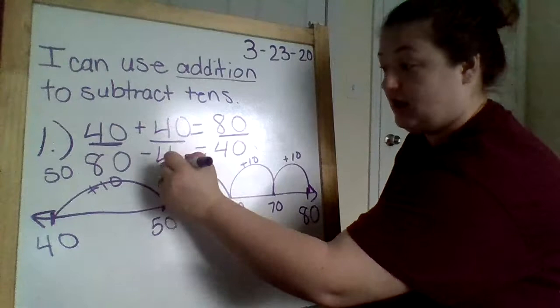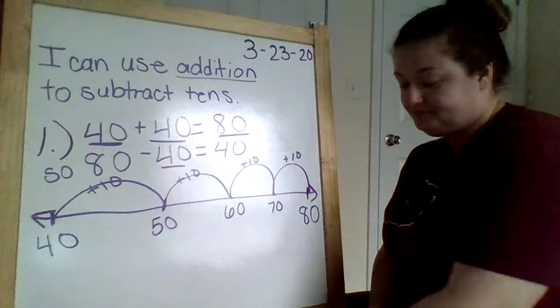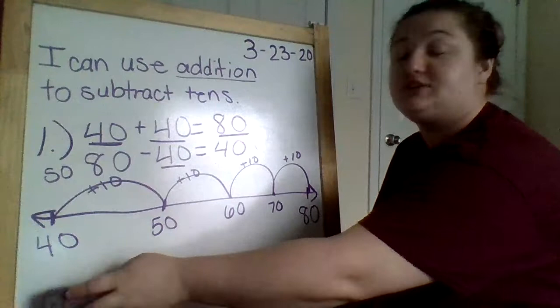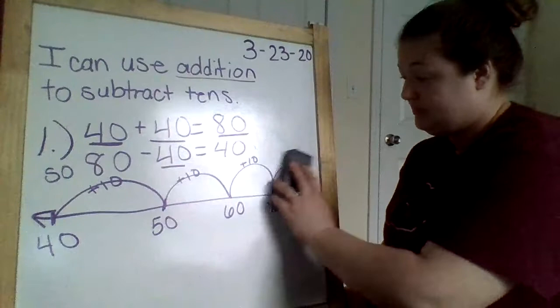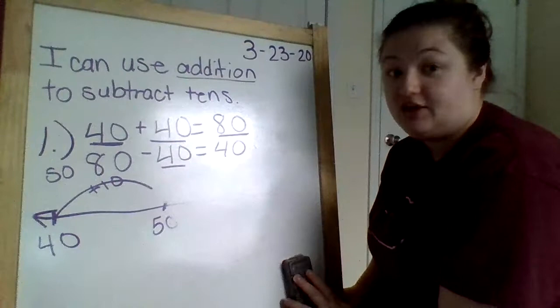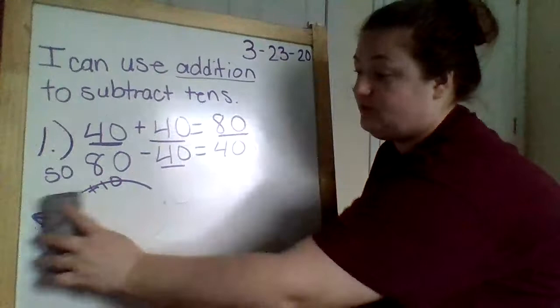Really, you're starting at this number over here, and you're seeing how many tens it's going to take to get to that other number. And when you're looking at an addition problem, you're starting at the add-in that it's given you. So it gave us 40 as our add-in, and it gave us the sum of 80. So we knew we had to get to 80, and we knew that 80 was going to be our largest number. So that's how we knew when to stop.